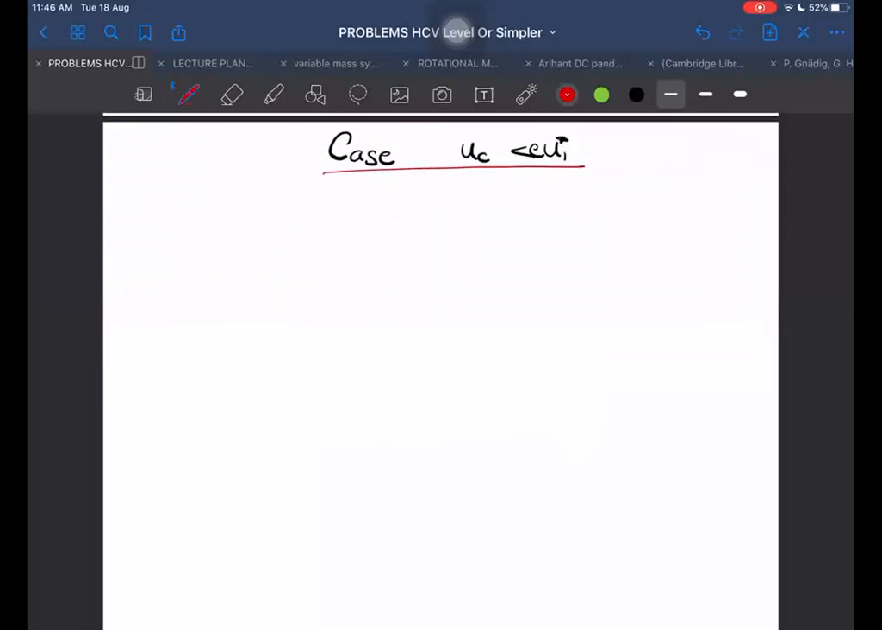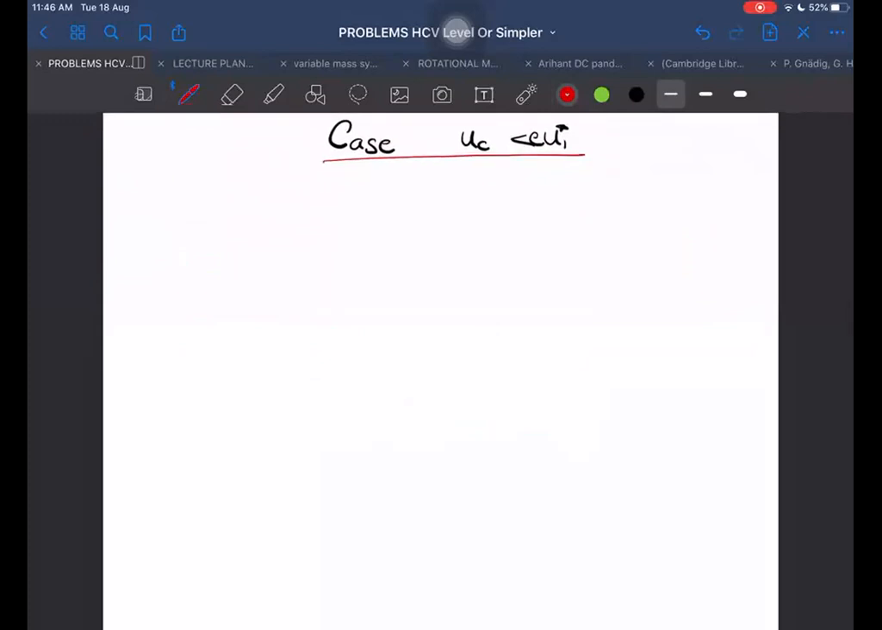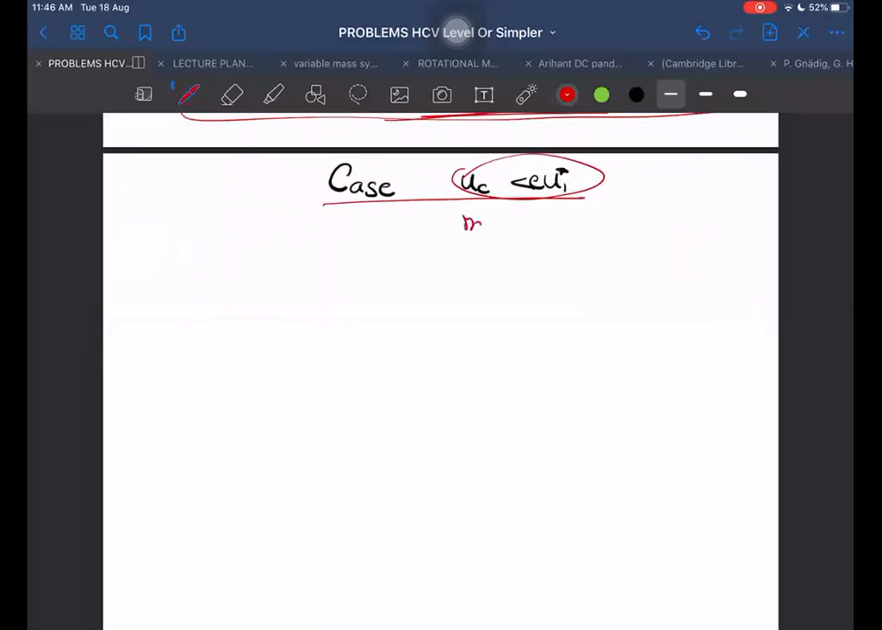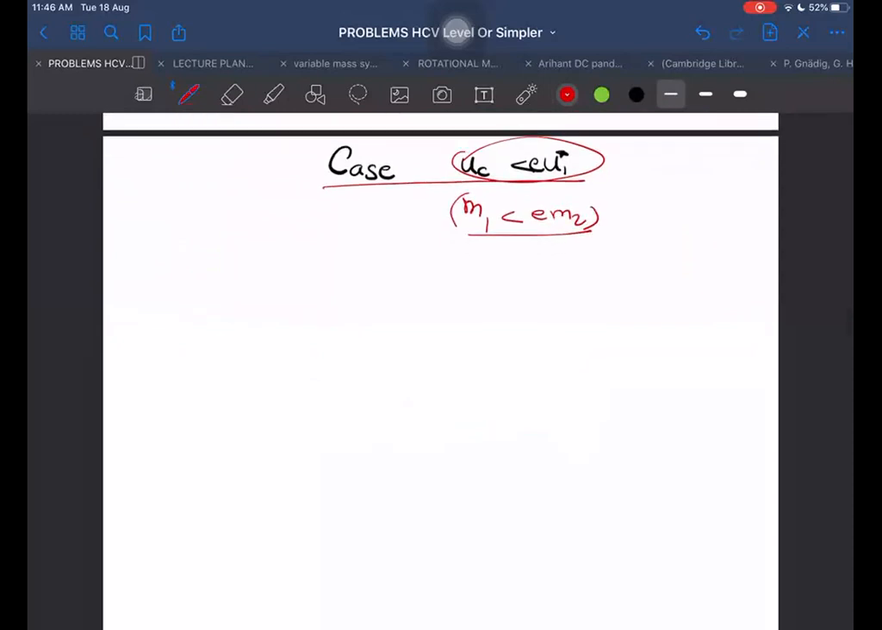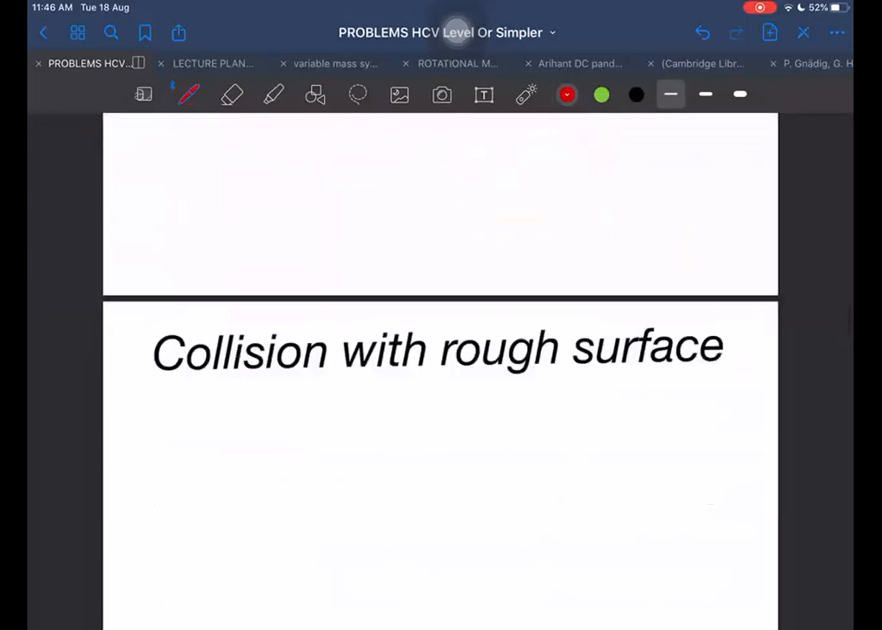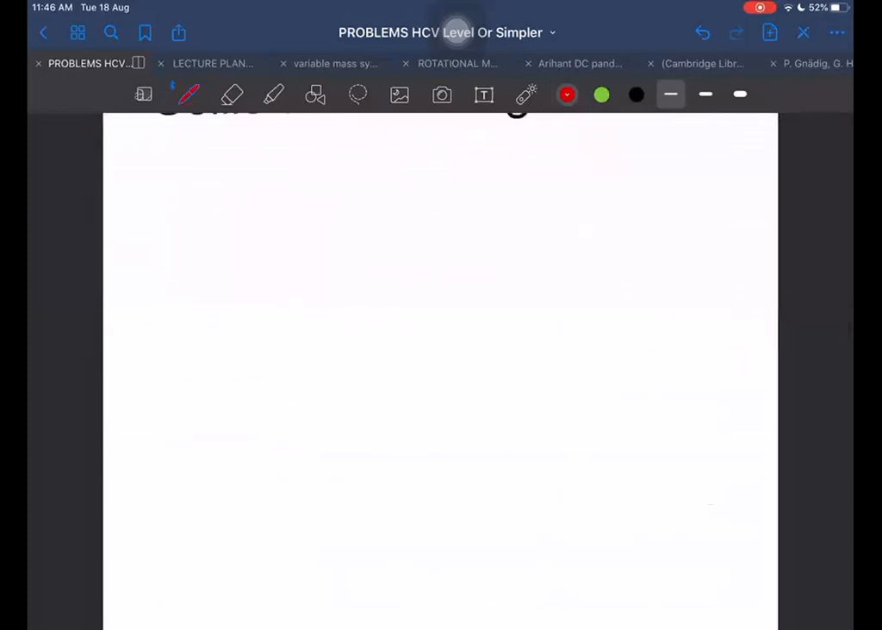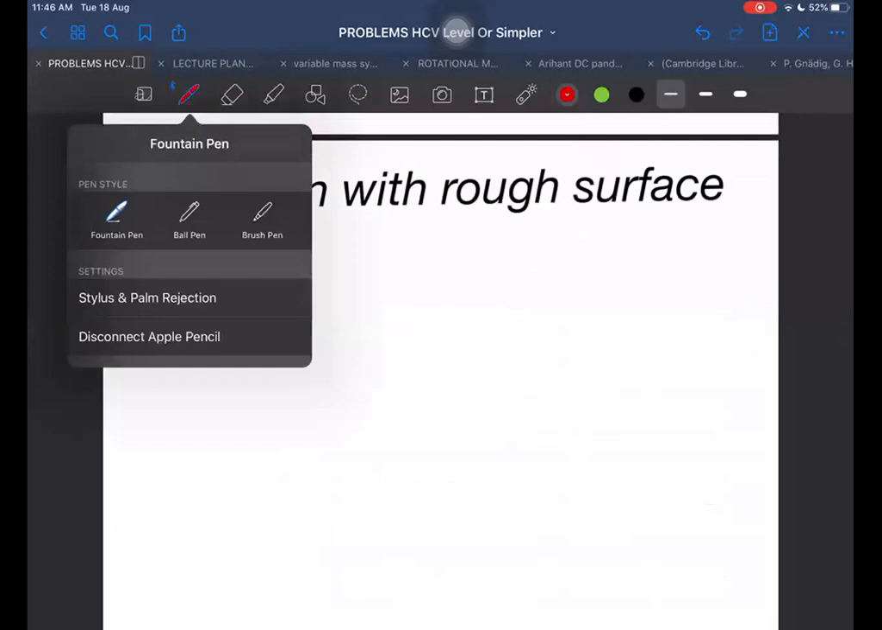Next case is UC is less than this case. I discussed this case already. When UC is less than EU star, that is equivalent to the case of when M1 is less than E into M2. Then all possible angles of deviation are there, sir. Then we don't have just one maximum possible angular deviation. Collision with rough surface. This part I have not discussed yet.